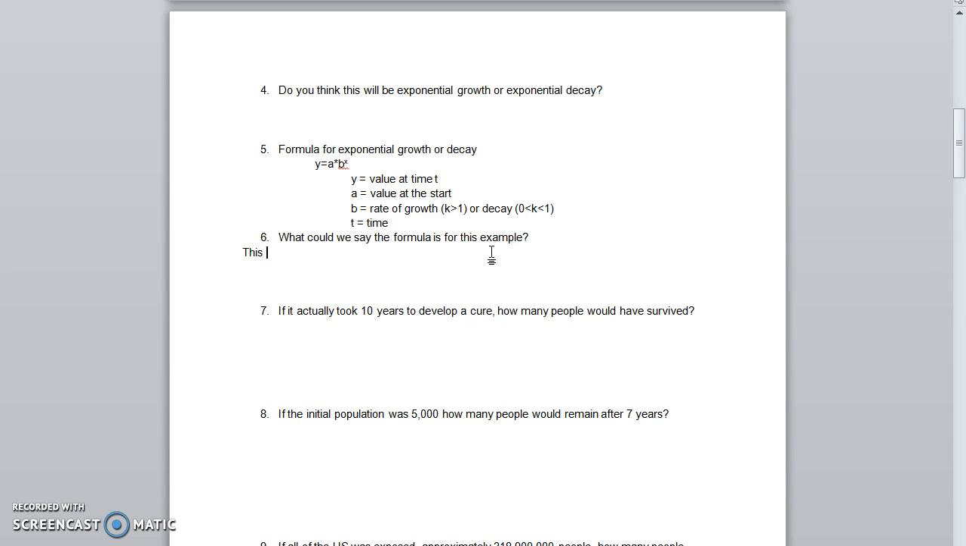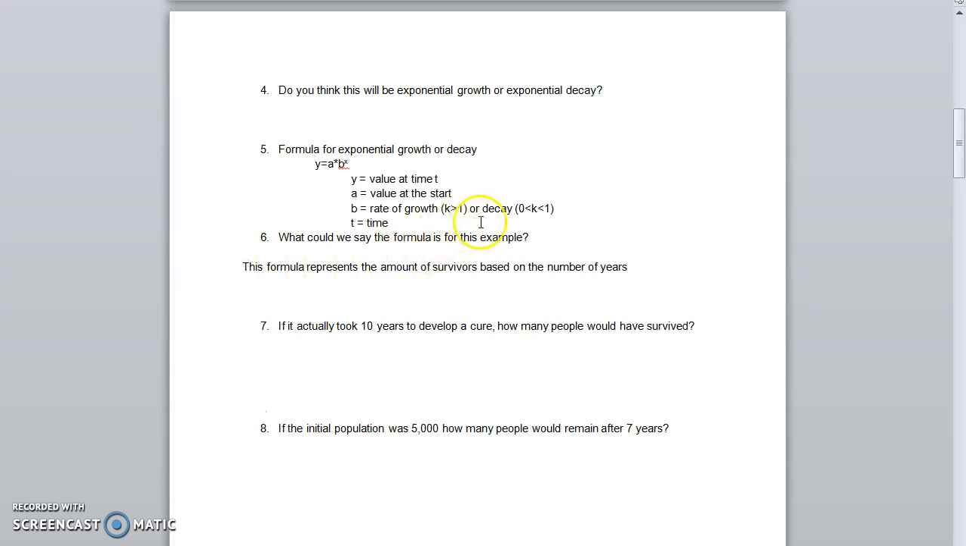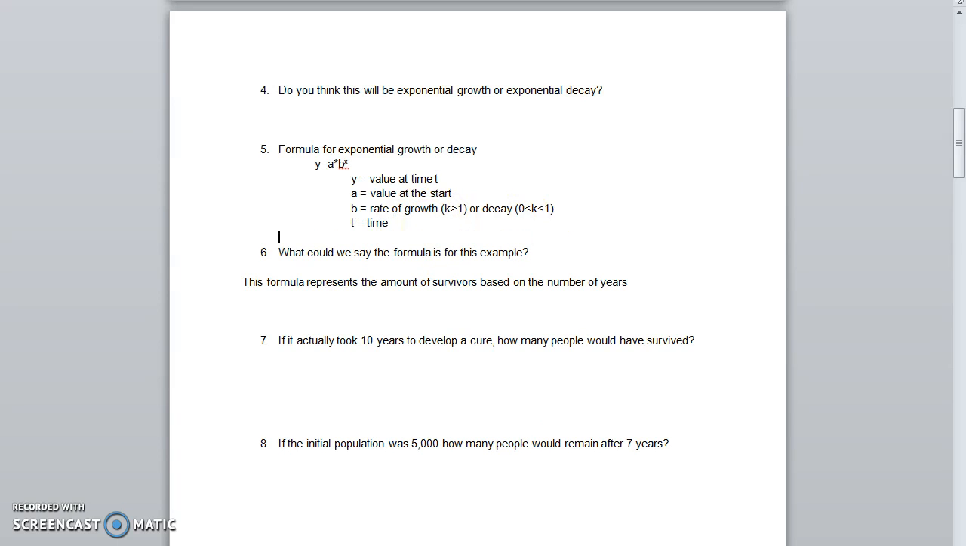So we'll say this formula represents the amount of survivors based on the number of years. That's essentially what we're trying to figure out: how many people will be surviving after a certain amount of time. So in this case, we're going to set up a formula for it. It already gives you a formula, but we're going to plug in our values.